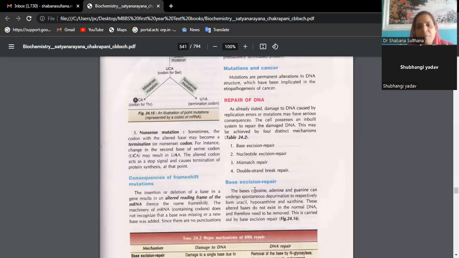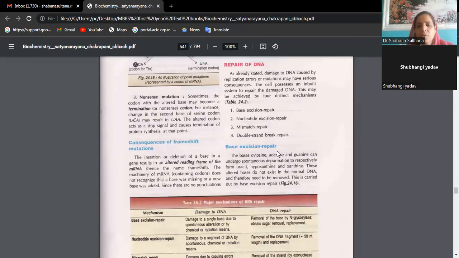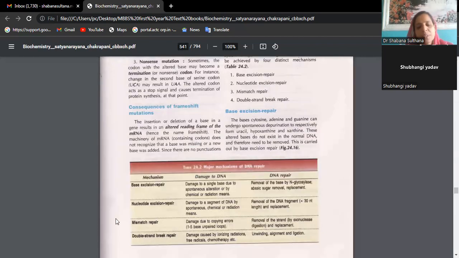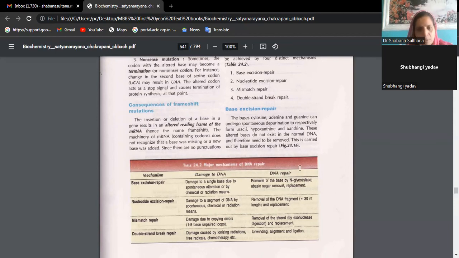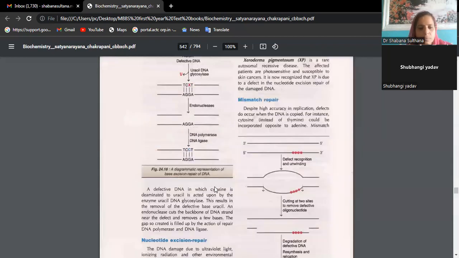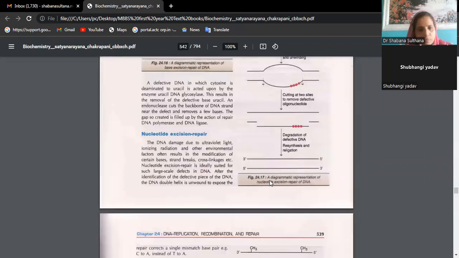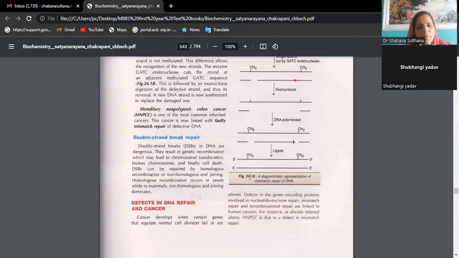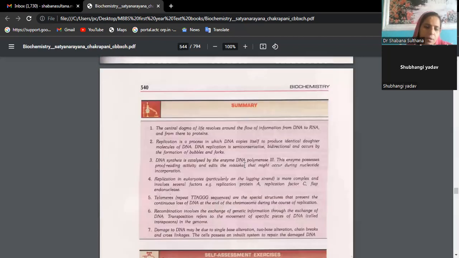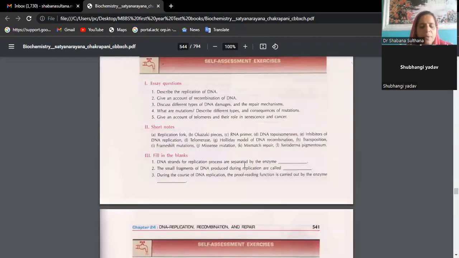So now repair of DNA. Better you read from this table. Base excision repair. Damage to a single base due to spontaneous alteration or by chemical or radiation means removal of the base by N-glycosylase. This is the repairing enzyme. This is the damage caused. Just read this table. Only the table is enough, better. Don't read all these things, not required. Yes, ma'am. That finishes this chapter.